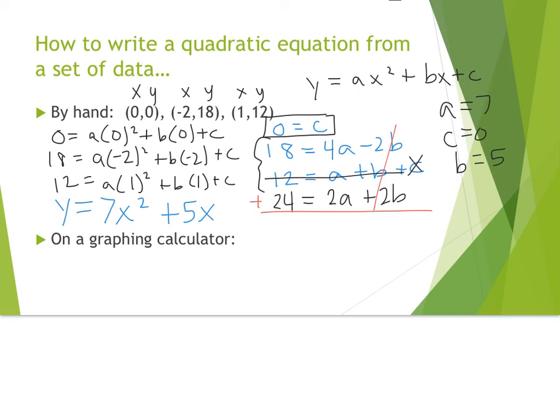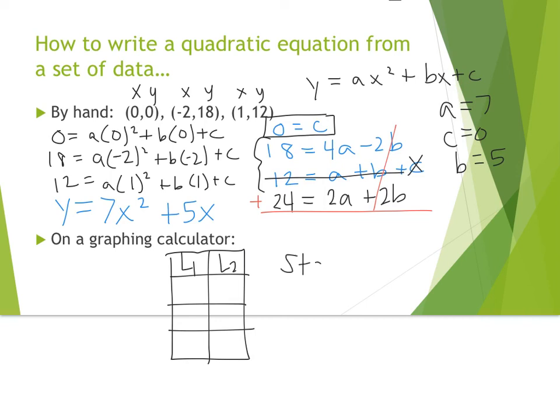On a graphing calculator, what you're going to do is put in these points for your L1 and L2. Then you're going to want to go to Stat, Calc, and choose the quadratic regression. So Stat, Calc, hit the quadratic regression. And it'll give you your A value, your B value, and your C value.